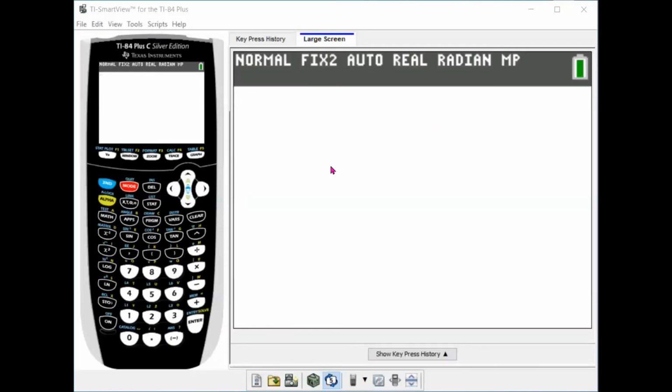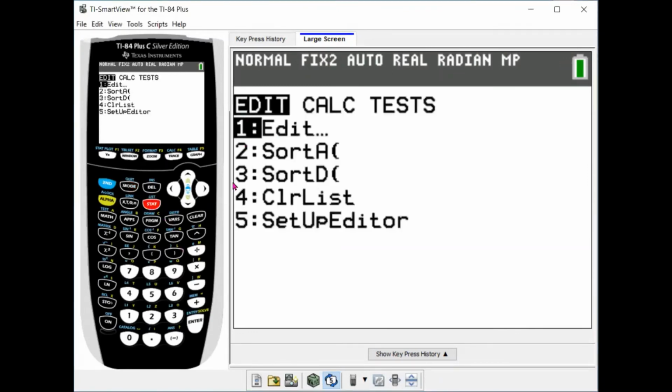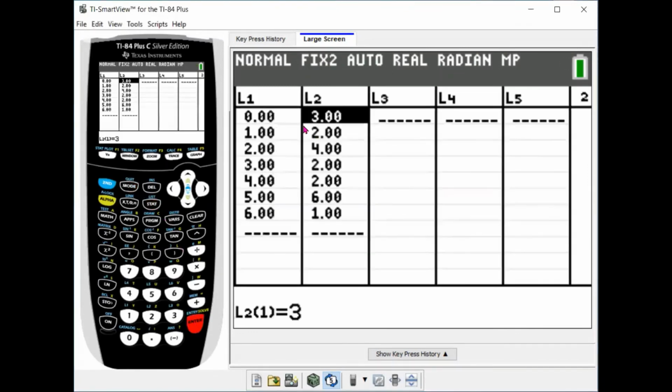Okay, here is my TI-84 calculator. What we do is, we go to stat, and under edit, we go to number 1. Under list 1, we enter the number of movies: 0, 1, 2, 3, 4, 5, 6. And under list 2, we enter the frequency, or number of students: 3, 2, 4, 2, 2, 6, and 1.